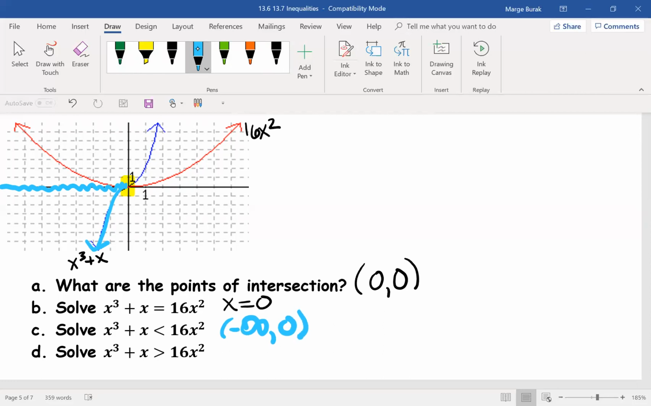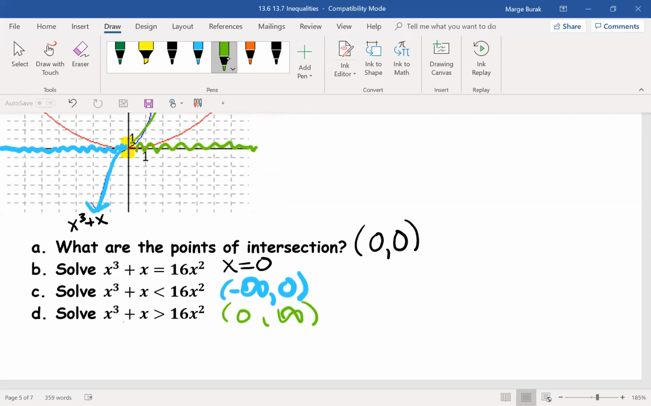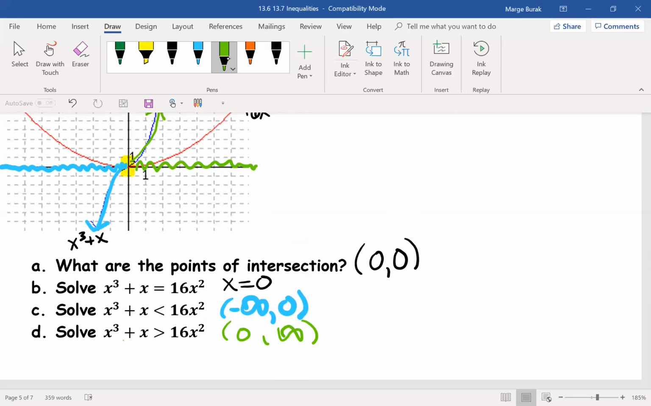And then the last part would be, where is the parabola, or the cubic, they call it, the x cubed plus x. Where is it above the parabola? And that's going to be right here. And that's going to be all of these x coordinates. So that's going to be from 0 to infinity. Okay, so that was a little strange, but all right. So see how you do on this section.